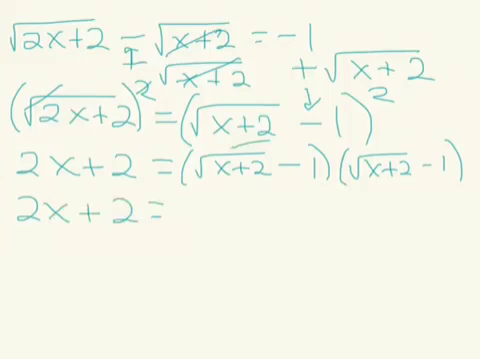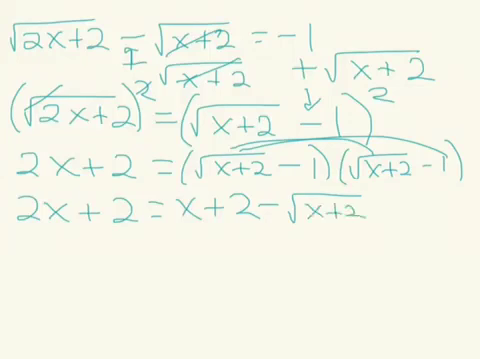So when we multiply these together, root x plus 2 times itself is just going to be x plus 2. Root x plus 2 times negative 1 is going to be negative root x plus 2. Same thing with these two. Negative 1 times root x plus 2 is negative root x plus 2. Oh, we're going to run out of room. And then negative 1 times negative 1 is plus 1. Okay. Now we're going to combine a bunch of like terms here.